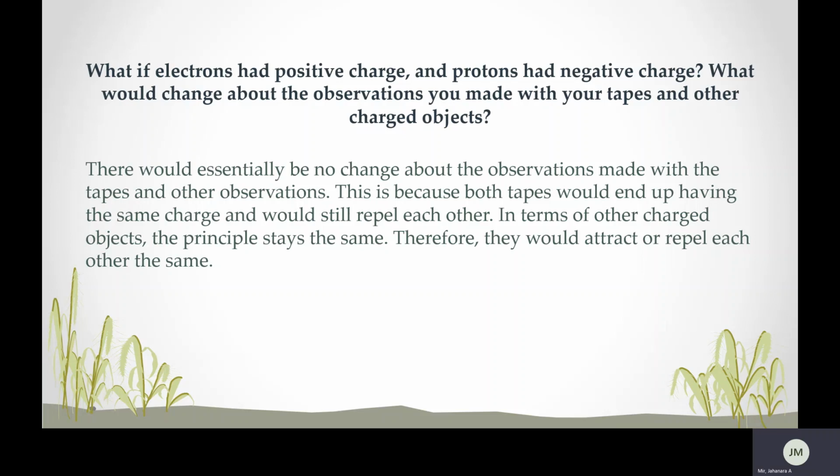Before we close off, we need to answer these questions. What if electrons had positive charge and protons had negative charge? What would change about the observations we made, and along with the charged objects? Essentially, there would be no change because it would be vice versa, but the fundamentals would stay the same. This is because both tapes would end up having the same charge and would still repel each other. In terms of other objects, the principle stays the same, so they would attract or repel each other at the same rate.